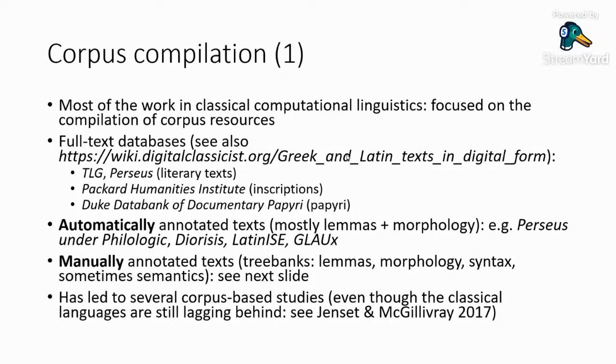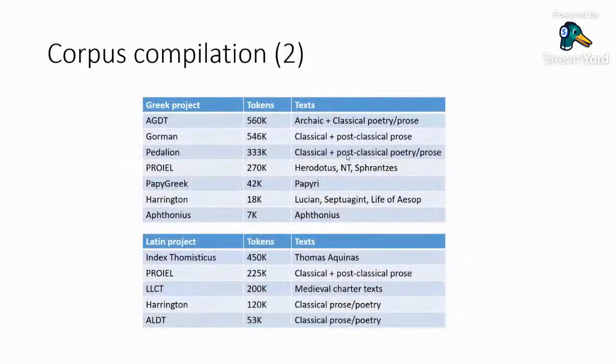So these are called treebanks. There has already been a session about treebanks, so you probably know everything about them. They have annotations like lemmas, morphology, syntax, sometimes even semantics. And so there is quite a bit of corpus-based work for Greek and Latin using these resources. So here is just an overview of these treebank projects that we have for Greek and Latin. As you can see, quite a lot of data, about 1.5 million tokens for Greek and about 1 million tokens for Latin as well.